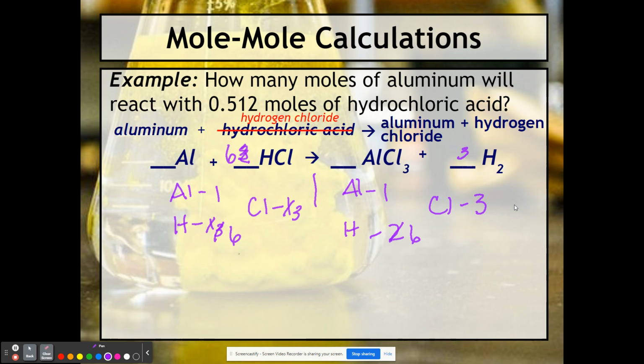That hydrogen by 6, which also changes my chlorine. Now my chlorine is 6, so I need a 2 in front of the HCl. That changes my aluminum to a 2, so I need a 2 as a coefficient there. So once we're done balancing, then we can use those mole ratios to get whatever we want.